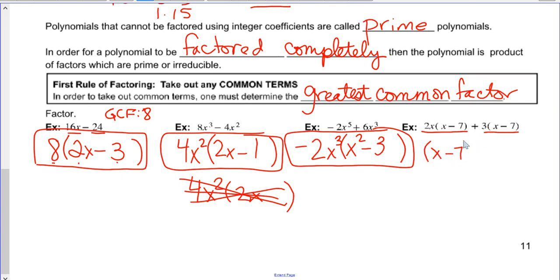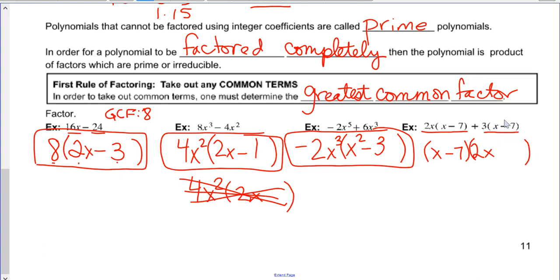So that is actually what I'm going to pull out front, and now I have to determine what's left over. So x minus 7 times what gives me this? Well, hopefully you realize that that's already taken up. We just need that 2x.